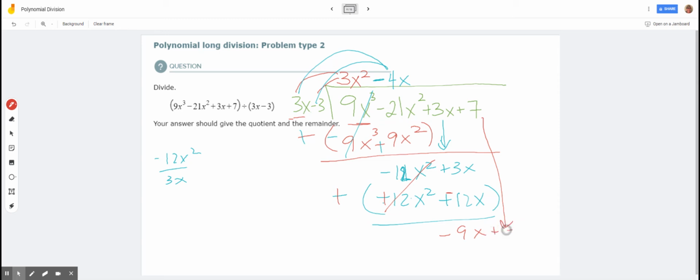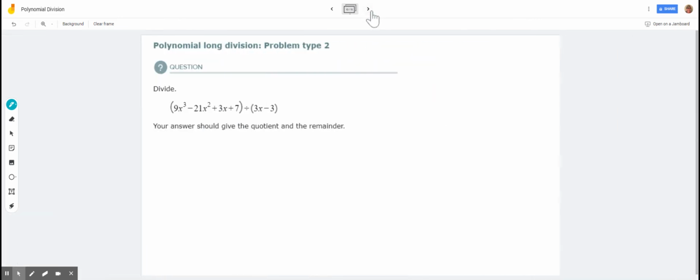Bring down the 7, plus 7. How many times does 3x go into negative 9x? Negative 3. Negative 3 times 3x is negative 9x. Negative 3 times positive 3 is minus 9. But remember, we are subtracting this quantity, which means we add the opposite, and we get minus 2. So the remainder is negative 2 over 3x minus 3. All right. Again, I'm still not sure how they're going to put that remainder.